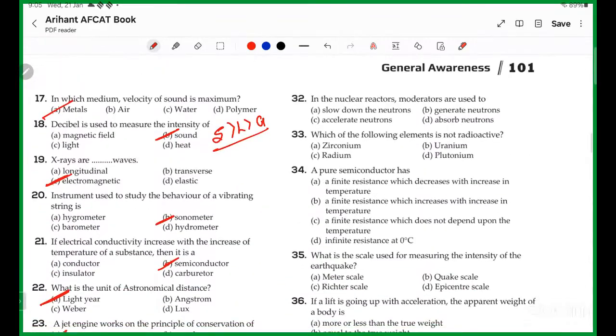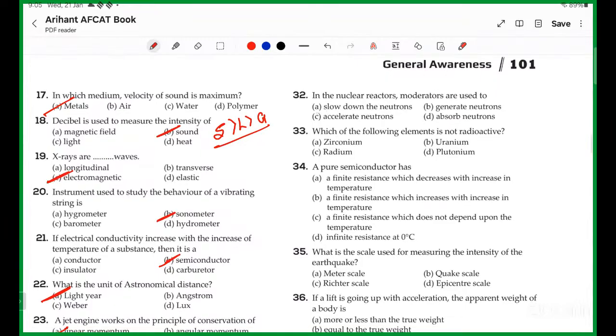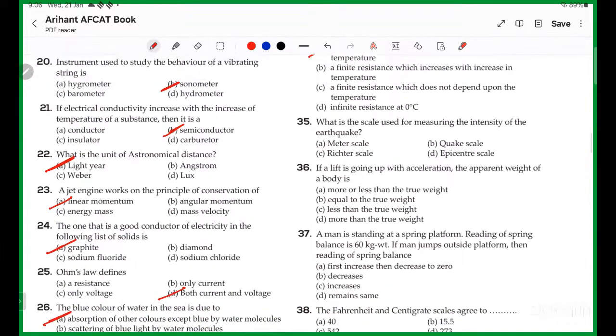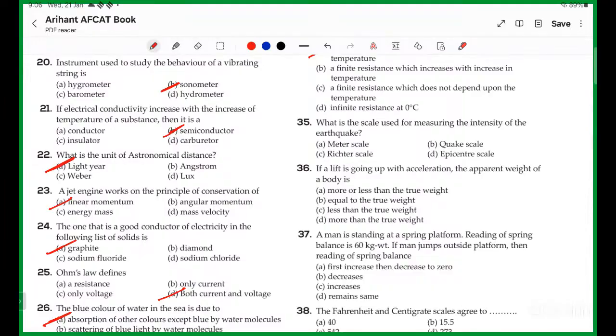In a nuclear reactor, moderators are used to slow down the neutrons. Which is not a radioactive element? Plutonium or zirconium. Zirconium is not a radioactive element. A pure semiconductor has a finite resistance which decreases with an increase in temperature. The intensity of an earthquake is measured by the Richter scale.